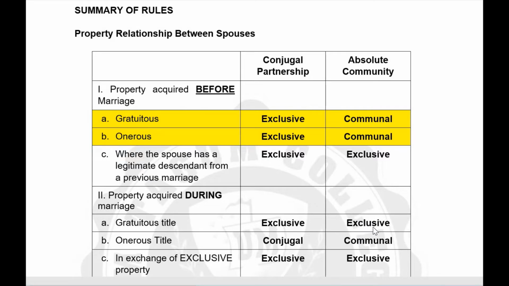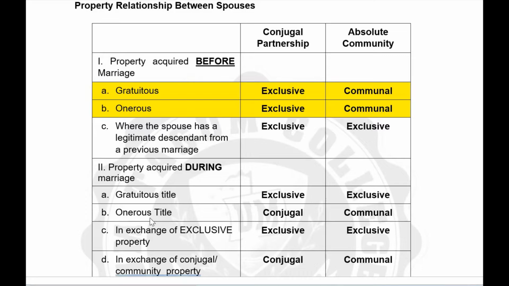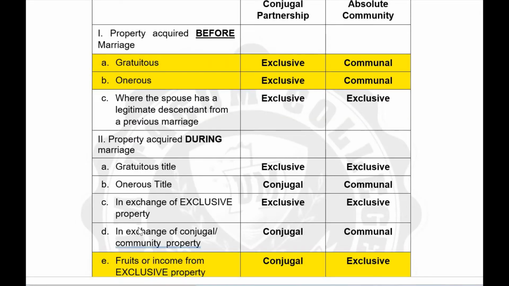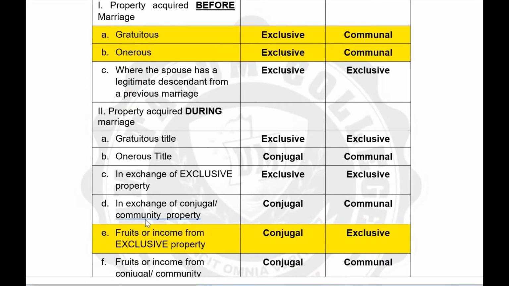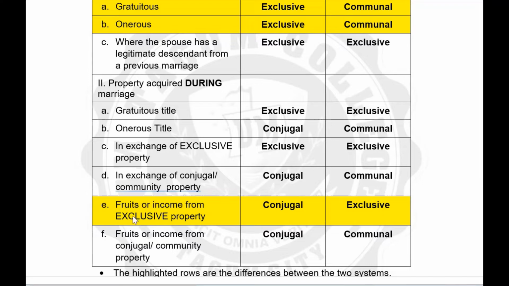Of property relationship. If by onerous title, it is conjugal under conjugal partnership of gains and communal under absolute community. If in exchange of exclusive property, so if what you exchanged or bartered is exclusive, what you receive is also exclusive. If in exchange of conjugal or community property, if the exchange is conjugal, what you receive is also conjugal. If what you exchange is communal, then what you receive is also communal.